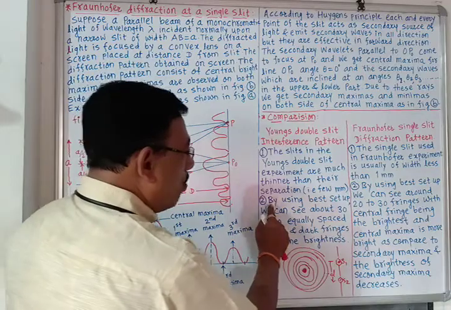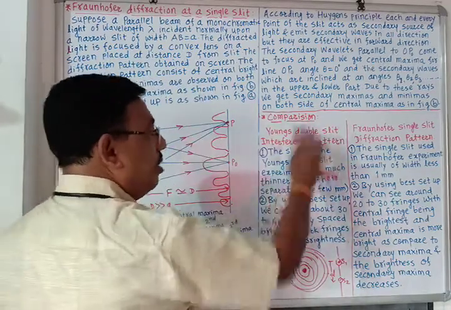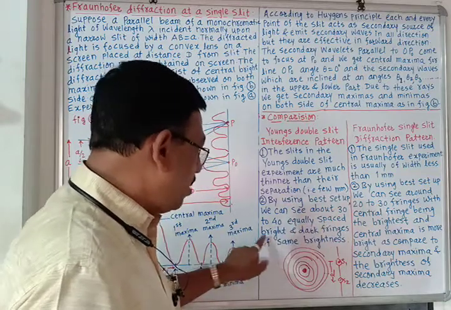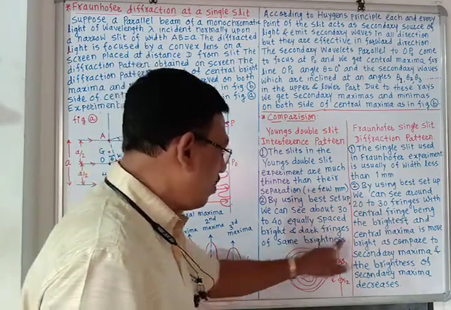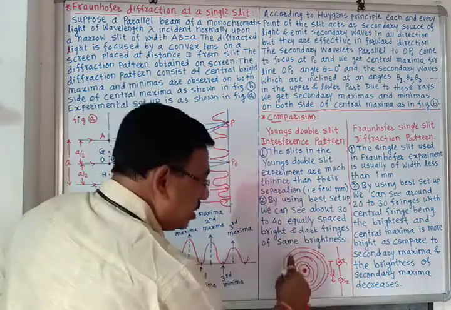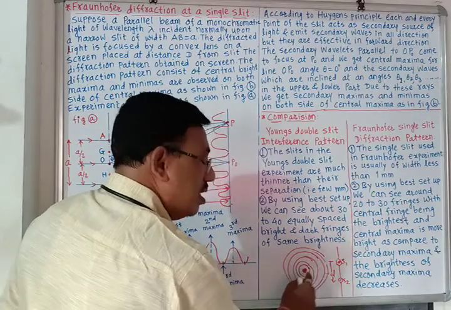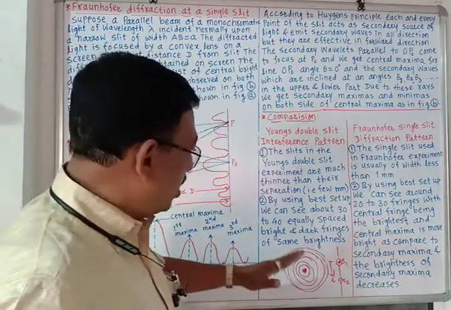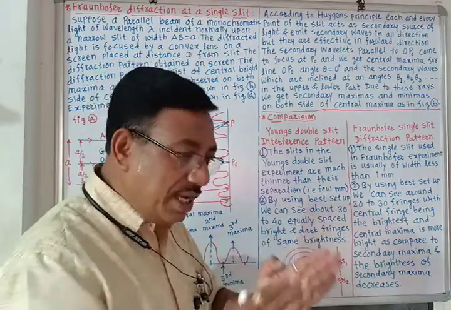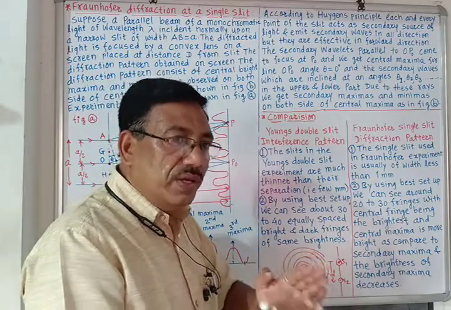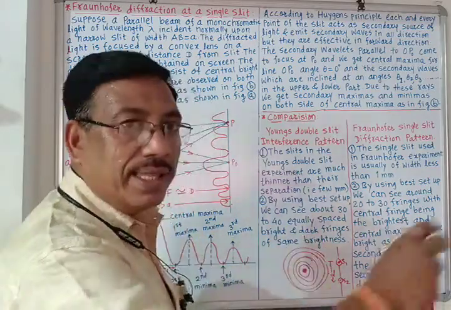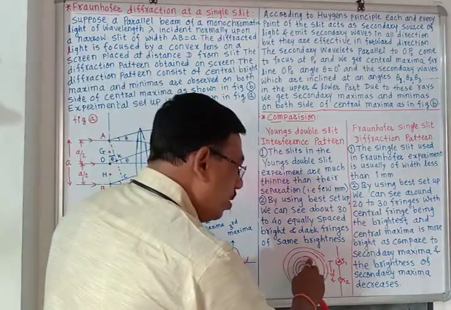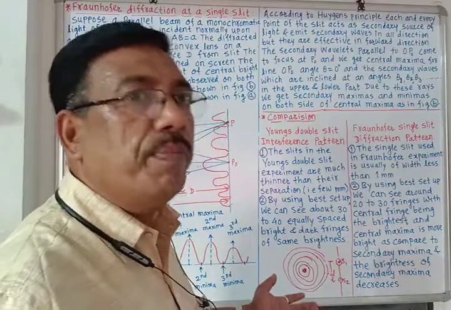ओके. आता सेकंड पॉइंट बघा, by using best setup, यंग्स डबल स्लिट एक्सपेरिमेंटची बेस्ट सेटअप जर यूज केली तर we can see about 30 to 40 equally spaced bright and dark fringes or bands of same brightness. ह्या रिंग्स ज्या तयार होतात त्यांना फ्रिंजेस म्हणतो, त्या 30 to 40 तयार होतात, आणि इक्वली स्पेस्ड म्हणजे त्यांची विड्थ सेम असते, सारखी जागा ते घेतात. ब्राईट ॲज वेल ॲज डार्क, ऑल फ्रिंजेसचं ब्राईटनेस सेम असतं.